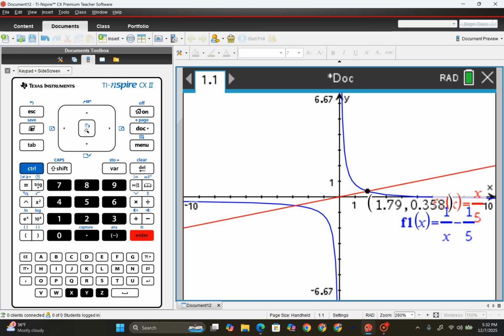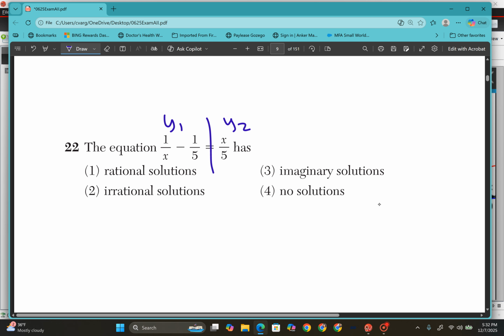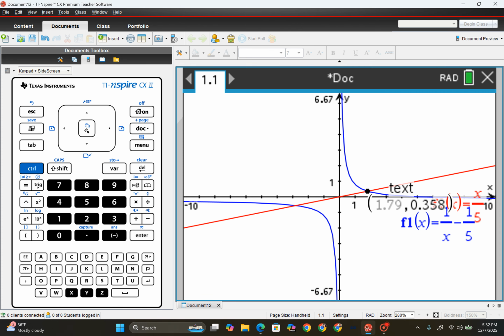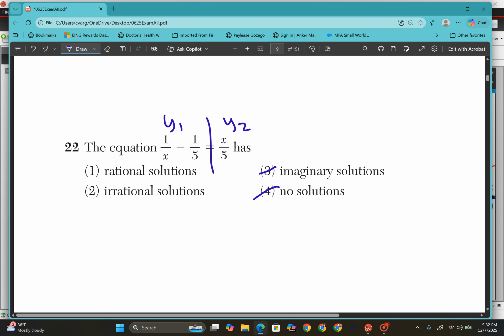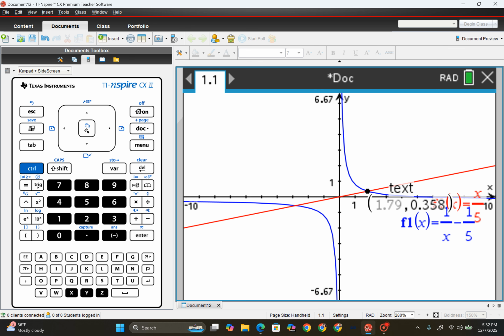1.79, what kind of number is that, right? Is it real? Is it imaginary? It's not imaginary numbers because there are real solutions there. It's not no solutions. Is it rational or is it irrational? So we have to see what this number is. Let's see if it'll let me do this.